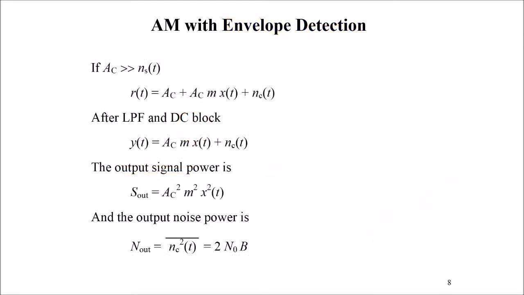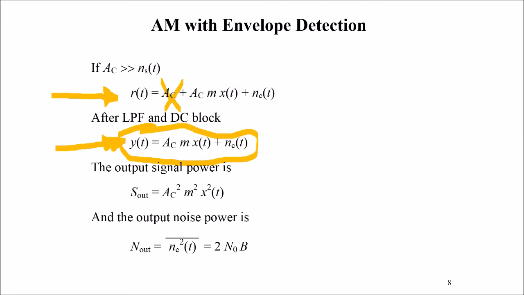So if A_c is very large compared to n_s, then the output of that square root term is simply going to be A_c plus A_c m x(t) plus n_c(t). This will all be passed by the low pass filter, and the DC block will eliminate this constant term A_c, so that the output signal is going to be A_c m x(t) plus n_c(t). And this, if you compare with the AM with synchronous detection, is exactly the same term as we had with synchronous detection.